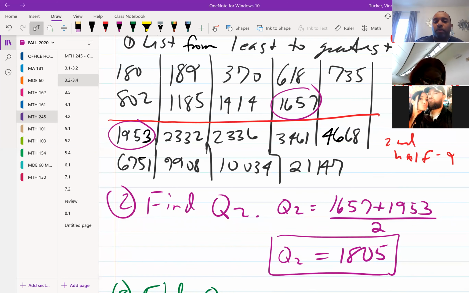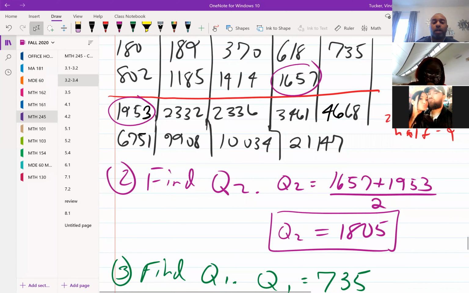All right, questions on quartile 2, what we did there, why we did it? All right, so now step 3 is to find quartile 1.